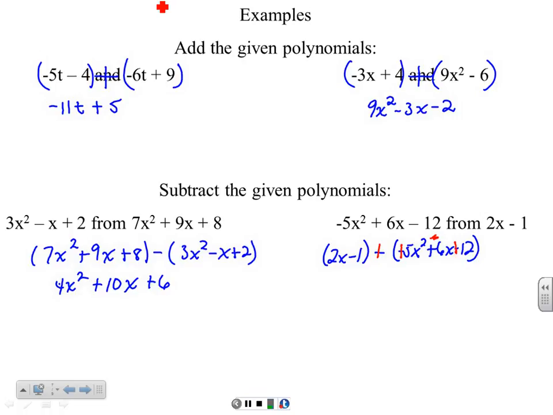Just cross the line, change the sign. Alright, so again we're going to start with the highest exponent, so we have a positive 5x squared, and there's nothing to combine with it. And then we have a 2x and a negative 6x, which is going to be negative 4x. And then I have a negative 1 and a positive 12, which is going to be a positive 11.